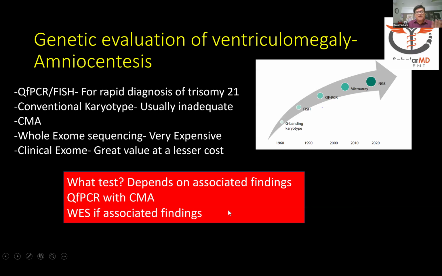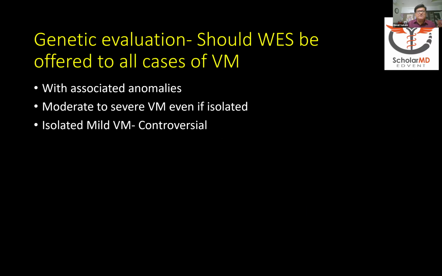When there are associated findings, you do a whole exome sequencing. But my next slide is going to tell you something different. Should whole exome sequencing be offered to all cases of ventriculomegaly? Definitely when there are associated anomalies or there is moderate to severe ventriculomegaly, even if it is isolated. But for isolated mild ventriculomegaly, at this moment, it is controversial. But I don't think it will remain controversial a few years from now.